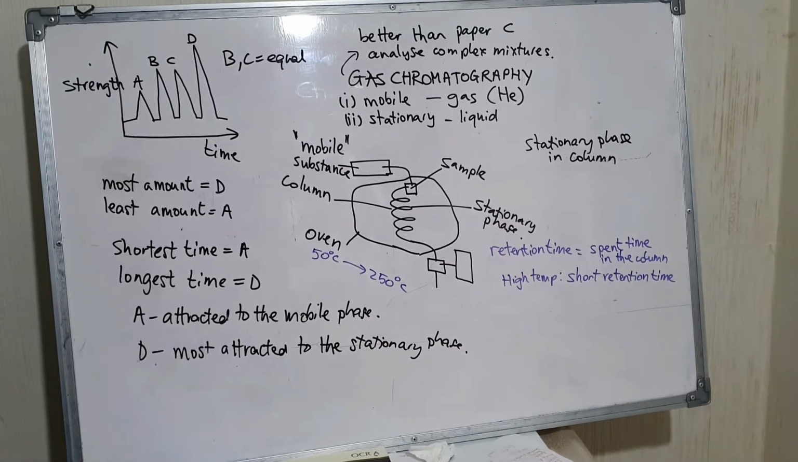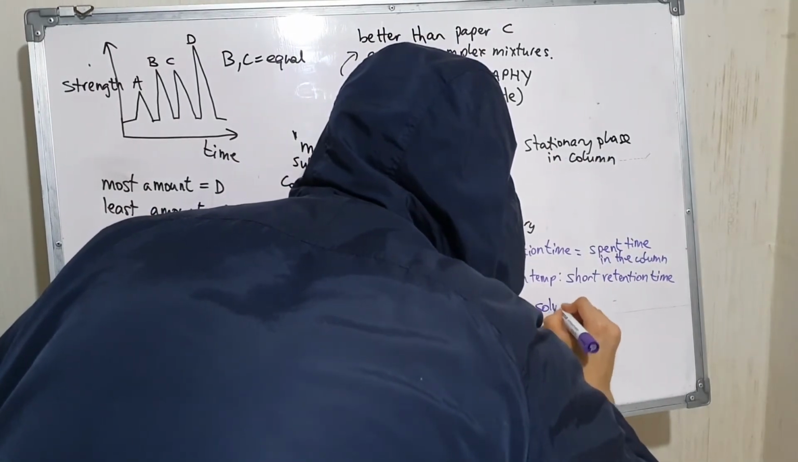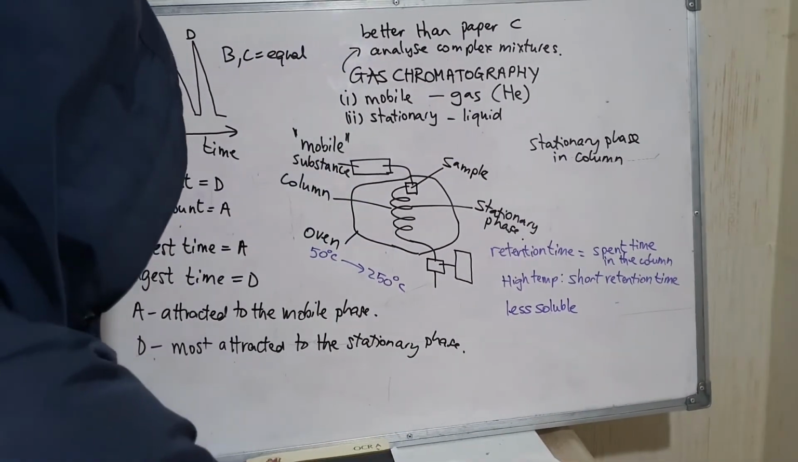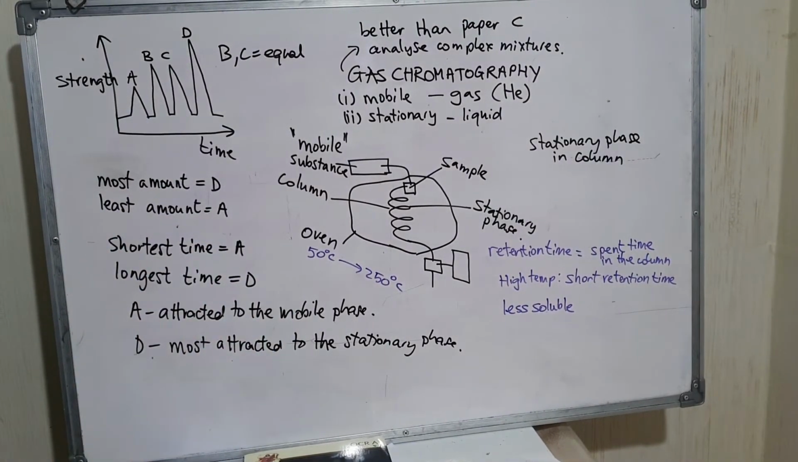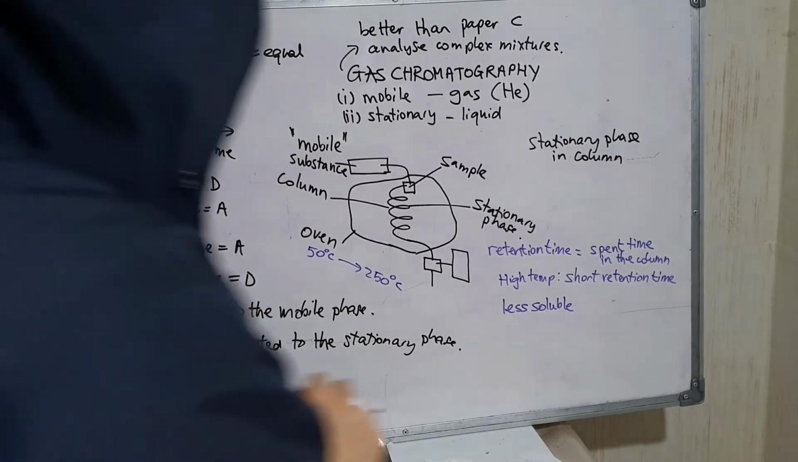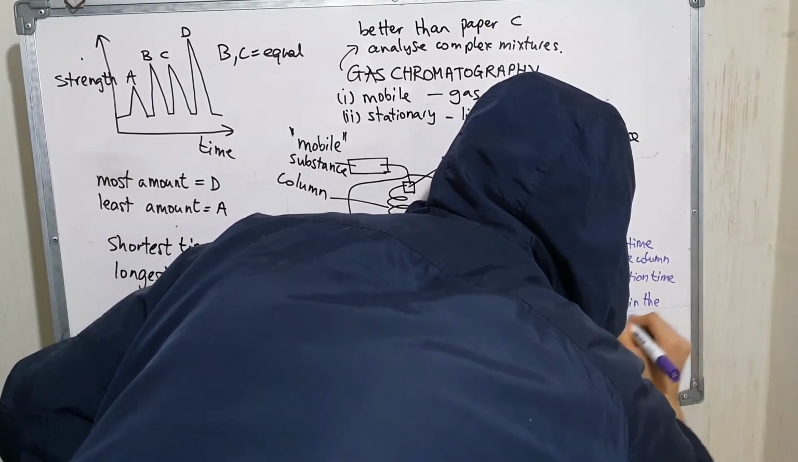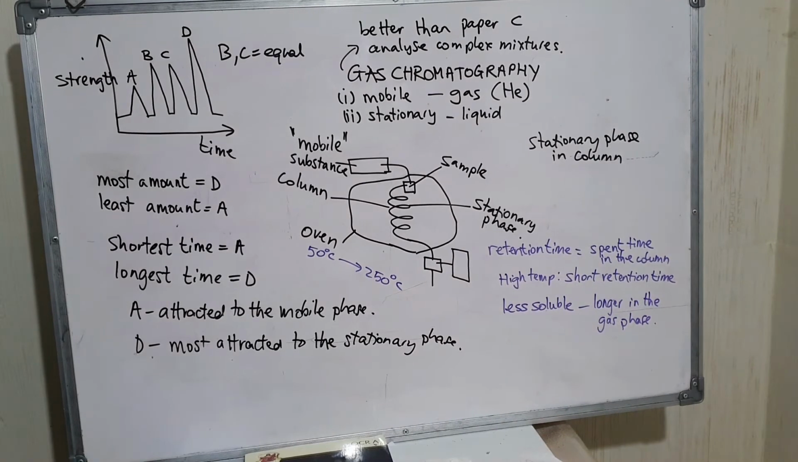What happens if it's less soluble? So if the sample does not become a solution or does not dissolve in the solution, what does that imply? It could imply that you will spend longer in the gas phase. So if it's less soluble, meaning it won't dissolve in the stationary phase, it will spend longer in the gas phase.